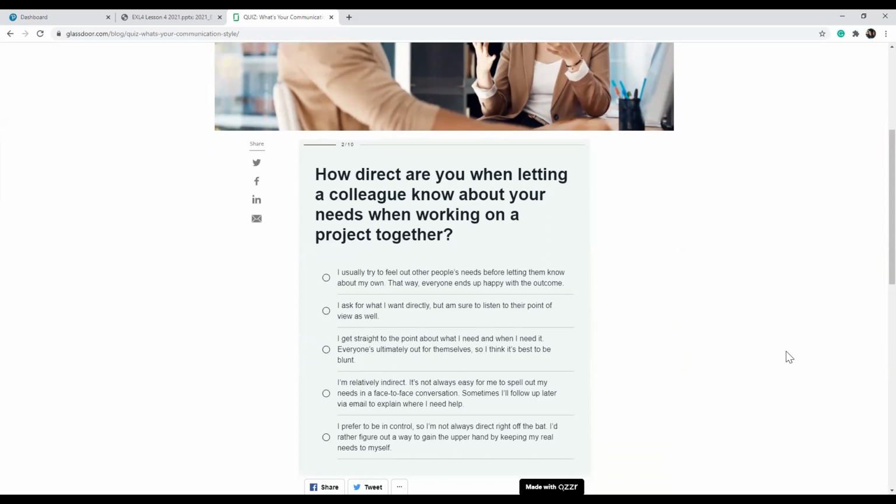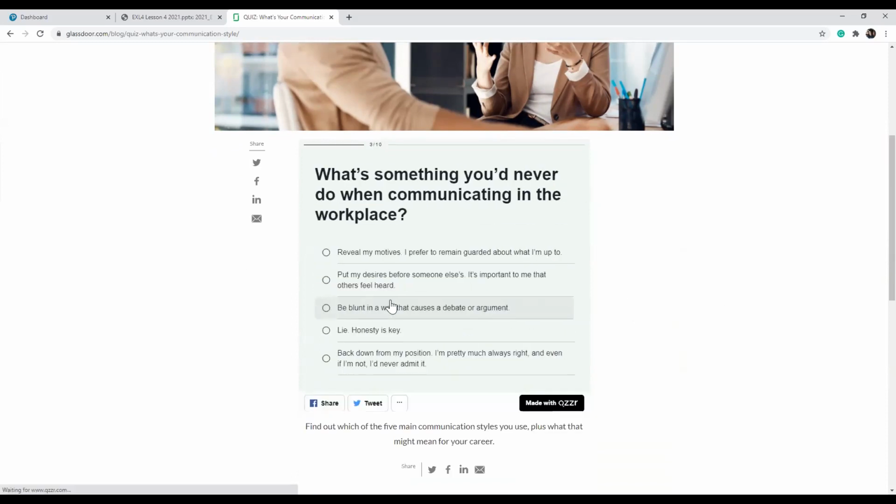I'd rather figure out a way of gaining the upper hand and keeping my real needs to myself. Okay. So usually I try to figure out what everyone wants first, and then I will say what are my needs. So I first want to read the room. That's the type of person I am.